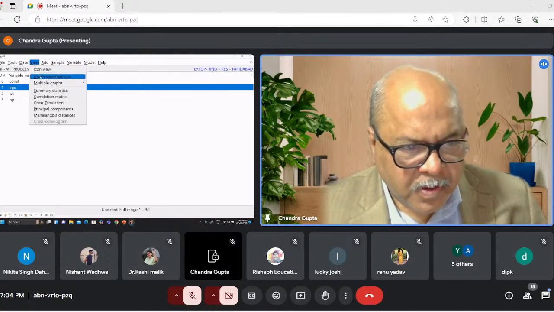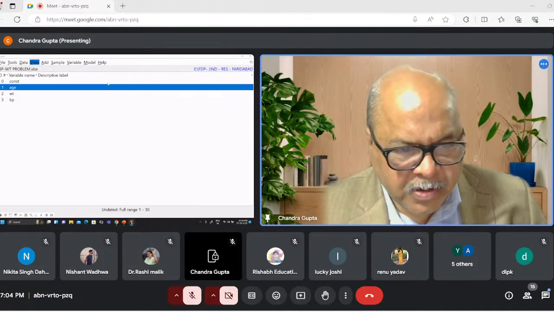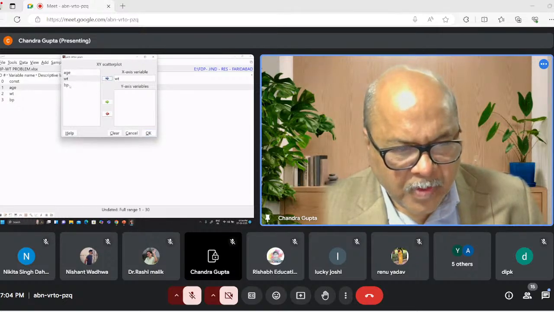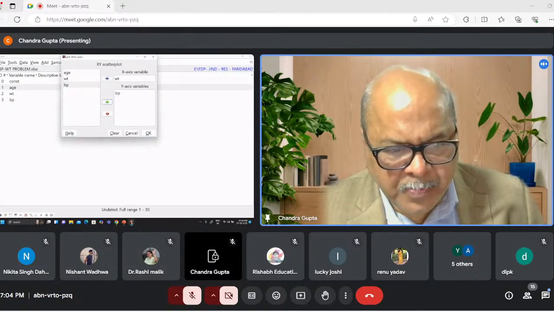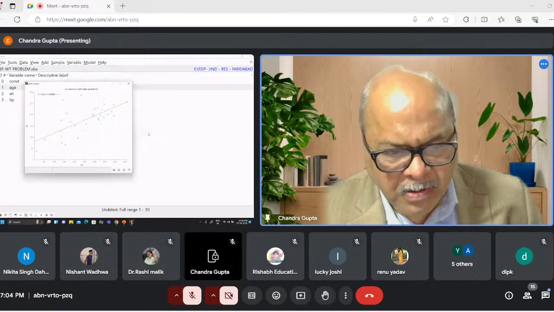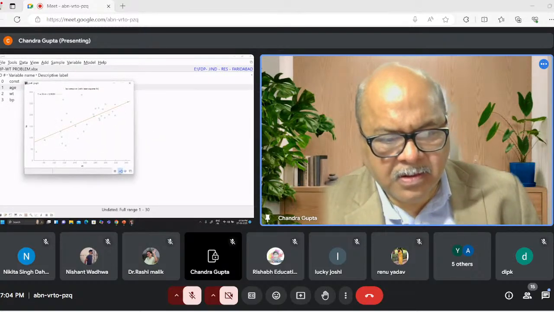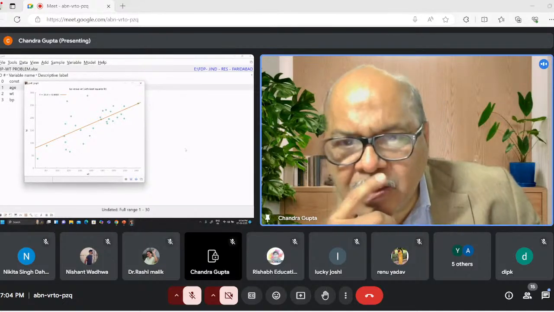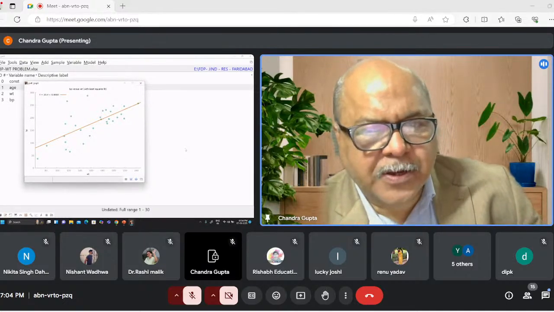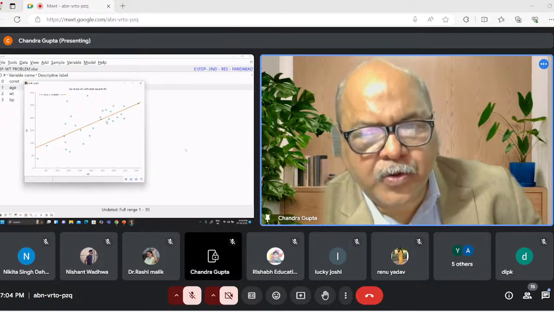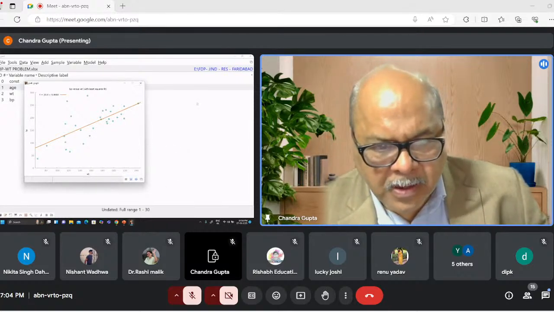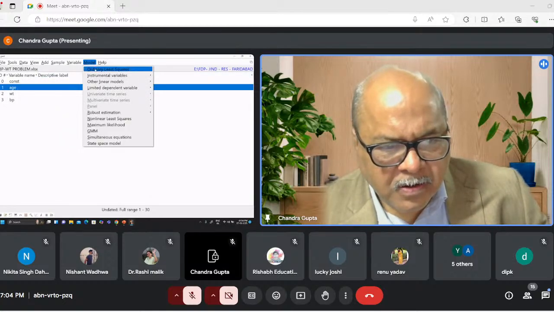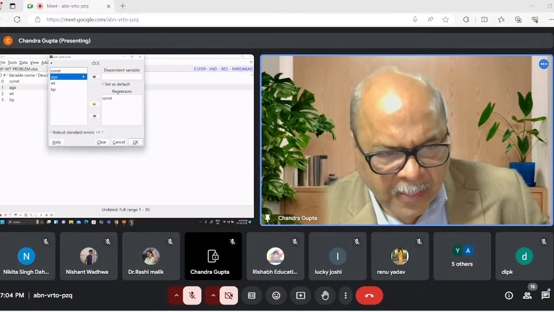So view, graph, scatter plot, dependent is weight, and Y is my BP. I say okay. That's the relation which we get. So you can quickly make a scatter plot with the regression line fit into it. Then if you want to estimate the regression line, go to model, ordinary least square, OLS.